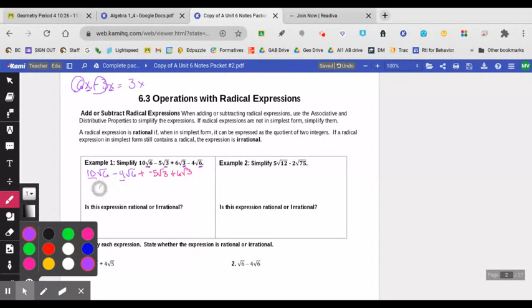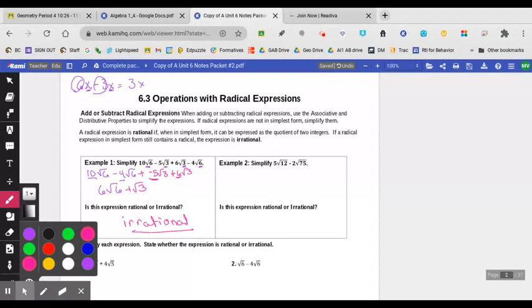So 10 and negative 4 is 6 radical 6. Then again, I add my coefficients. Negative 5 plus 6 is plus radical 3. That is now simplified. That is irrational because when it's simplified, I still have radicals. That means those are not perfect squares, so it's simplified.